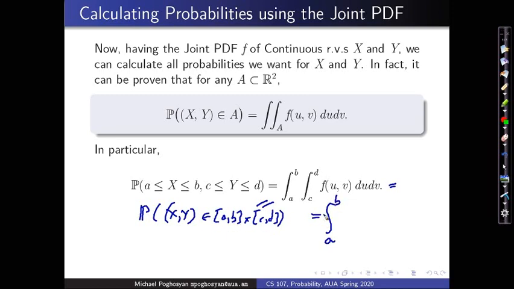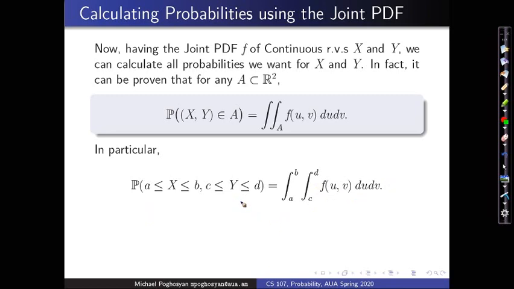X is running from a to b dx, and for each x, my y is running independent of x. My y is running from c to d, so c to d f(x, y) dy. Okay. Now, what I wanted to show is the geometric meaning of this.